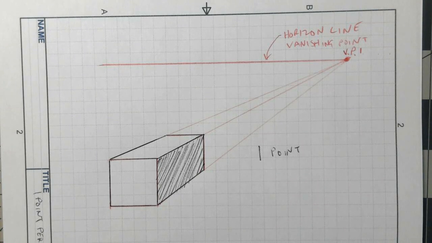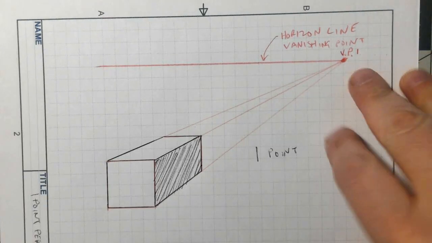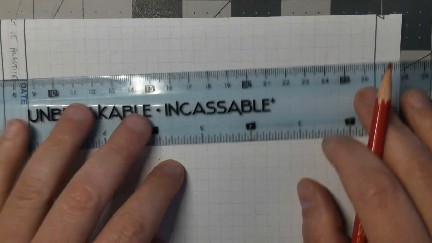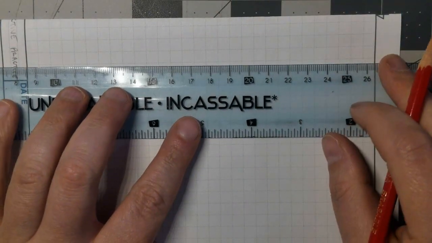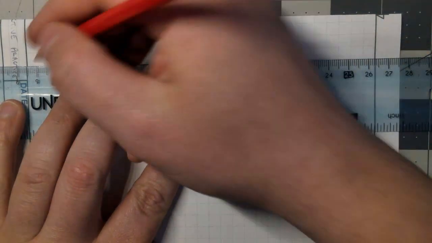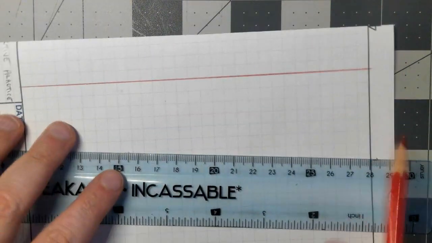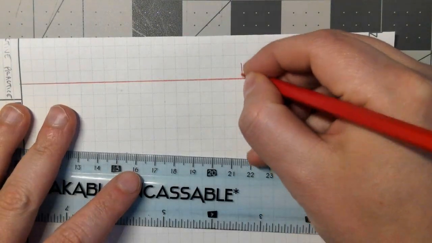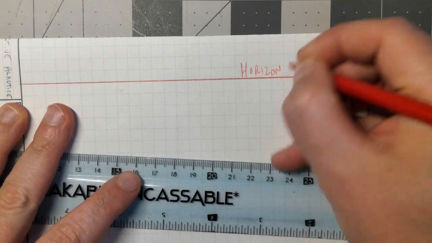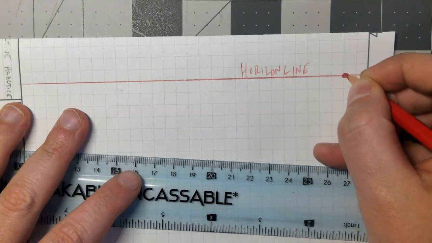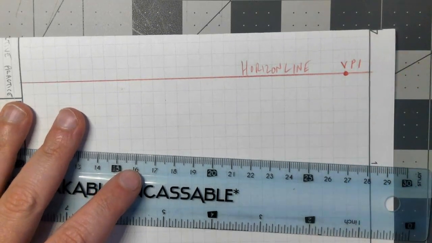So the next one is going to be a little more complicated. All we are going to have to do is flip the page because we have folded it in half. We're going to repeat the first few steps. So near the top, go ahead and draw a horizon line across the page by lining up your ruler with the grid lines. And we're going to label this again because you need to know what this means. This is the horizon line, and we're going to put a vanishing point right here, so VP1.